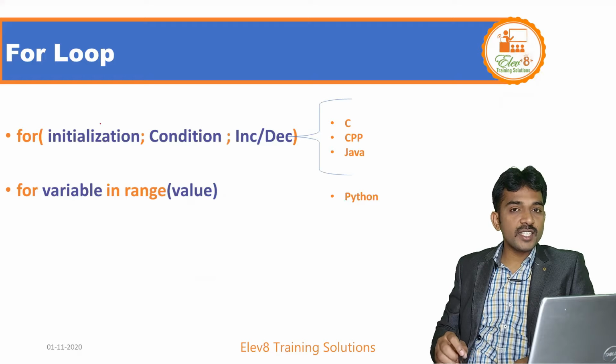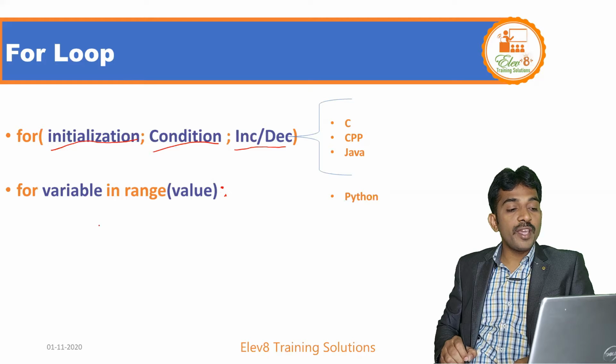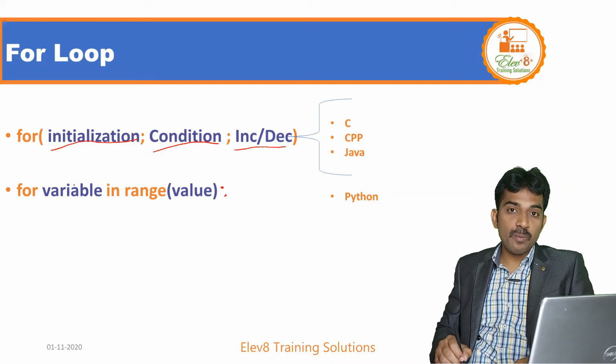The for loop syntax contains three compartments: initialization, condition, and increment or decrement. This is the syntax for C, C++, and Java. Coming to Python, there is a for, and here we have one colon also. For variable in range of value. This is the Python syntax for the for loop. And this is the syntax for C++, Java, and C.